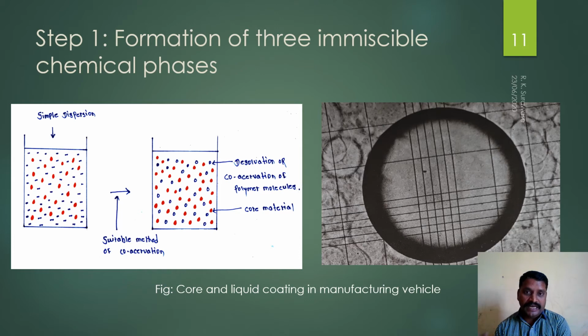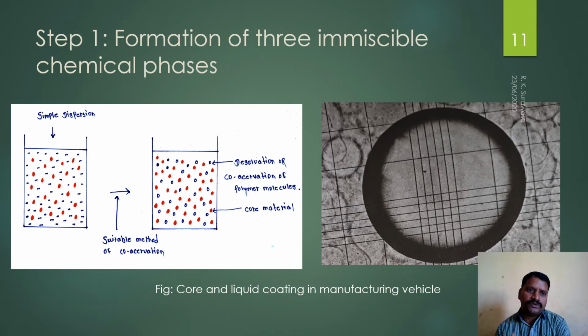So in every approach or any method, there is the formation of three immiscible phases, deposition of coating material around core material, and rigidization of coating material. So the first, formation of three chemical phases: a liquid vehicle or manufacturing liquid vehicle phase is the first. Second, core material phase, and third is a coating material phase. So these three immiscible chemical phases will occur. So these are immiscible with each other at a proper temperature condition or concentration.